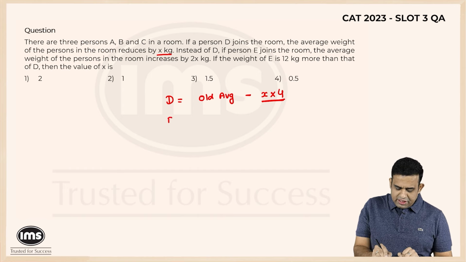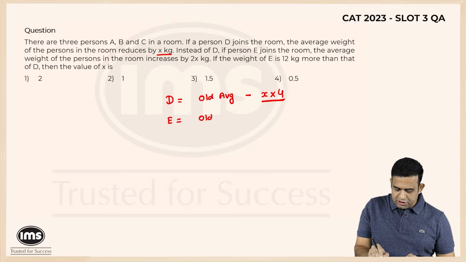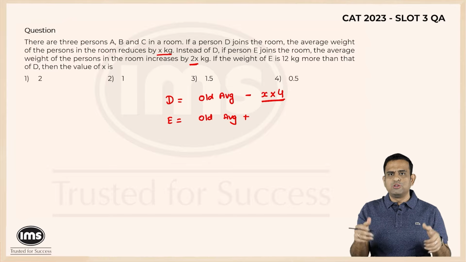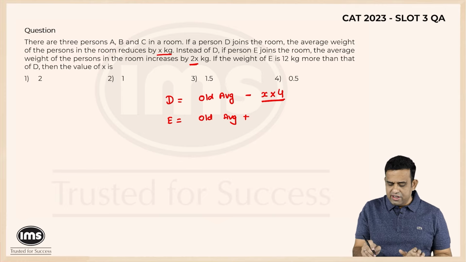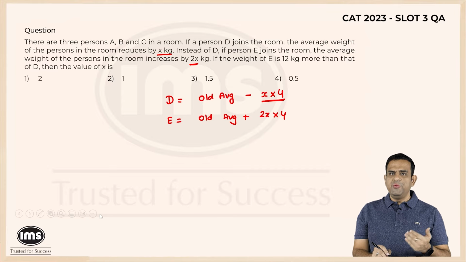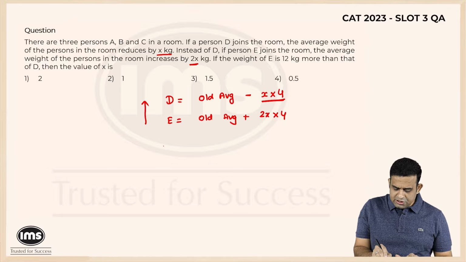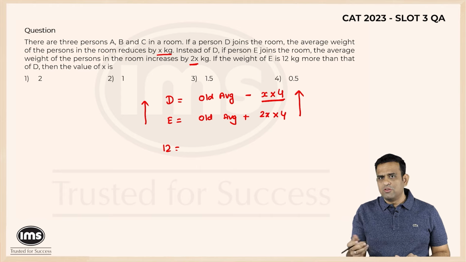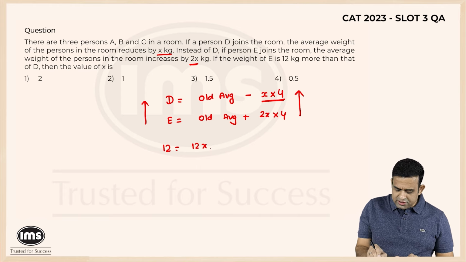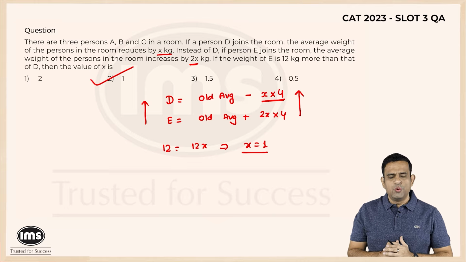Now they are saying if the person E joins the group, in that case the average goes up. So again, E must be more than the old average, but by how much? An increase of 2x spread across 4 people A, B, C and E. So 2x into 4. And they have also given that the difference between E and D happens to be 12. So if I do this equation minus this equation, E minus D is 12. If I subtract the RHS also, one will get 8x minus of minus 4x, giving you 12x, and that simply gives you x equals 1, and one can mark option number 2 over here.